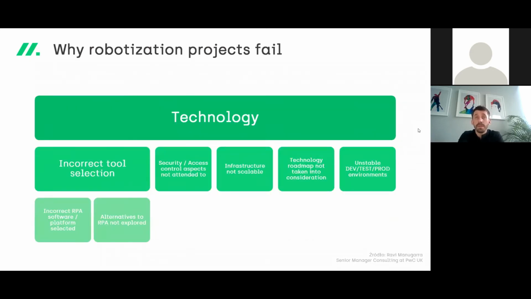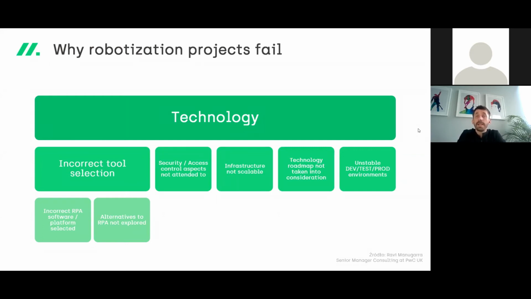And the last part is technology. There might be incorrect tool selection. For example, we can select robotization software which is not able to work properly with our software. So it's really important to test some tools before making the final decision.